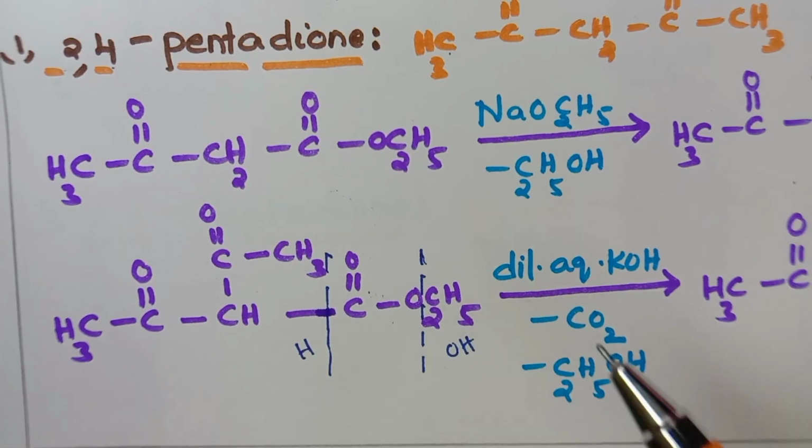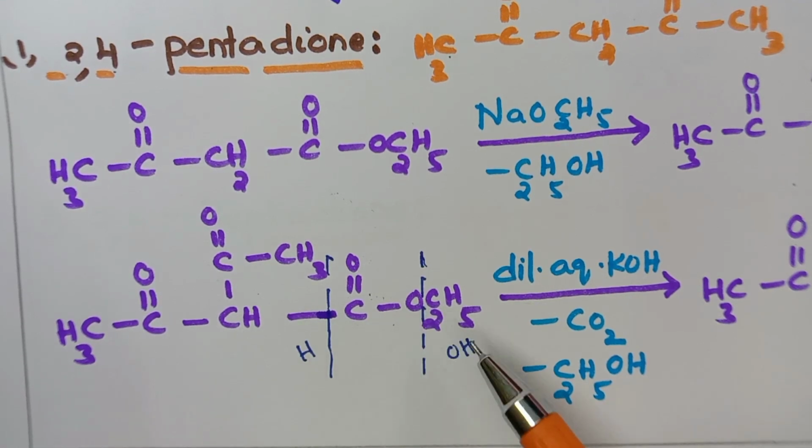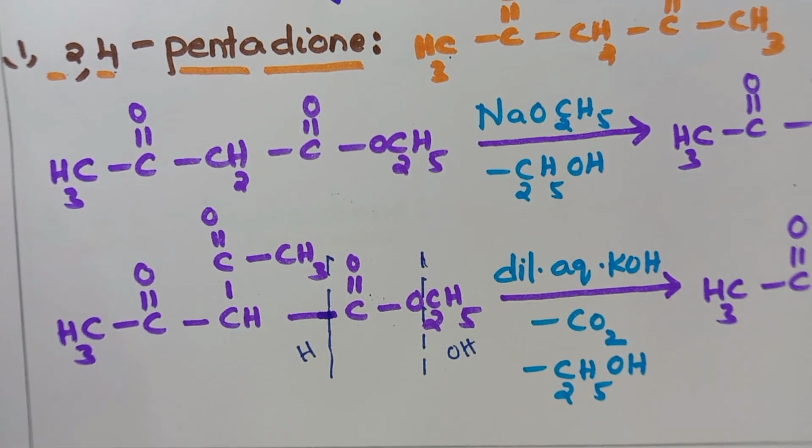Okay, students, hydrolysis also I have shown: HOH, CO2, C2H5OH coming out. Understood? 2,4 pentadiene. Okay.